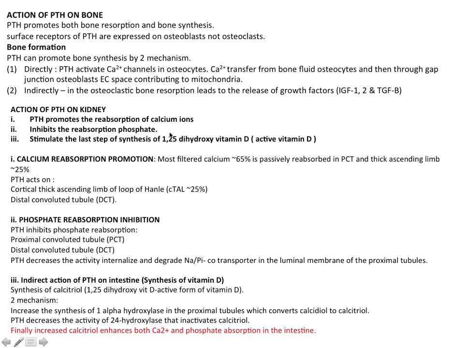So PTH induces the synthesis of calcitriol. The calcitriol is the most active form of vitamin D. And when the calcitriol concentration is enhanced, then the intestine increases the absorption of calcium ion and phosphate ion. So thus the PTH is very helpful in the maintenance of calcium and phosphate ion in the body and synthesis of vitamin D.